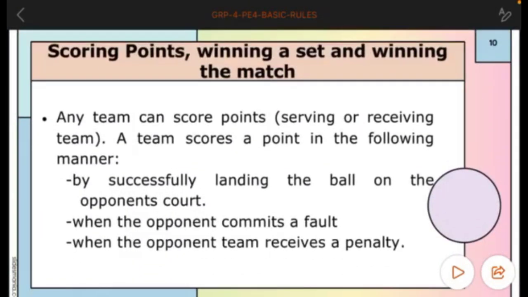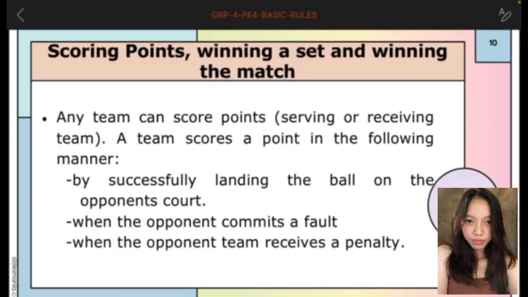Good day everyone, I'm Gala and I'm about to discuss scoring points, winning a set, and winning the match. Any team can score points, serving or receiving team. A team scores a point in the following manner. First, by successfully landing the ball on the opponent's court.